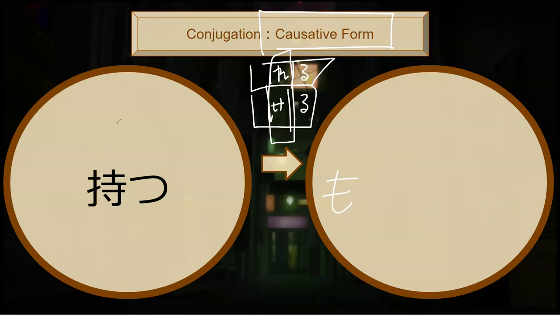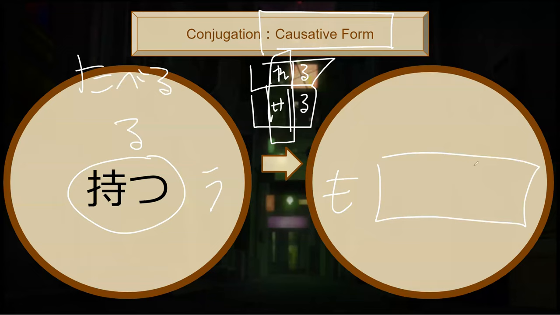If this was a ru verb like taberu, this would be tabesaseru. The sa right there. However, motsu is a u verb, and u verbs are conjugated a little bit differently. What do you think we're going to be conjugating this guy as? So it's going to end with seru and start with a mo. What do you think is going to go over here? What if it was passive form? What would we still think then?